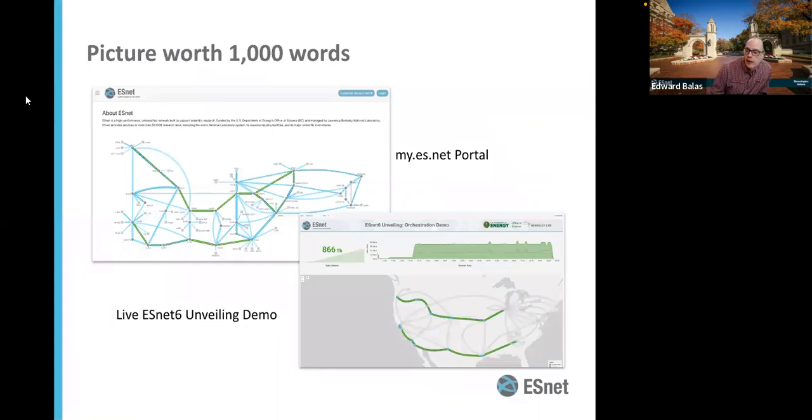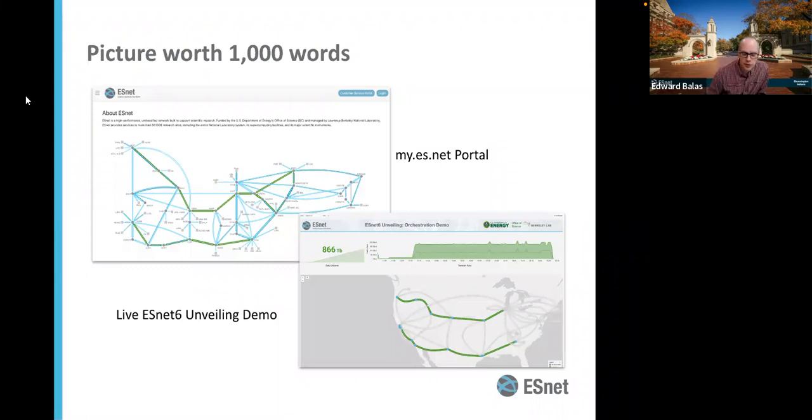So first, I want to show you a couple different pictures here. What you see in the upper left is our current my.es.net portal. It's sort of a tried and true technology. It's been around, and it's SNMP based in this view you see here, and it's served us well for, I don't know, probably over 5 years. To the right, you see something newer. This is actually a Grafana based visual that we did.